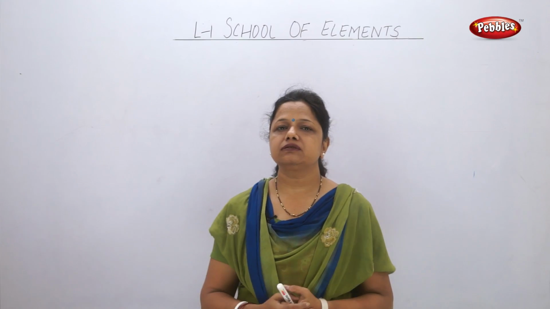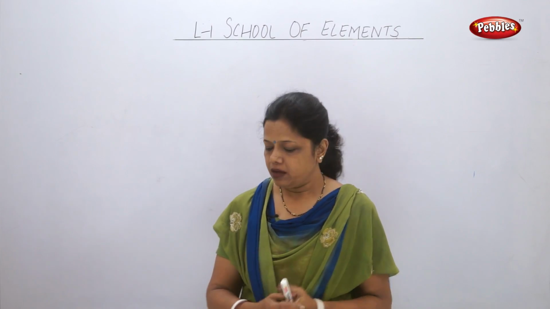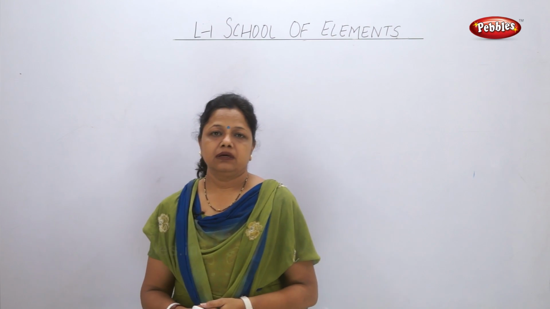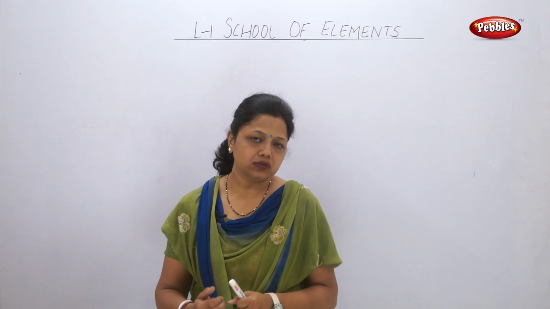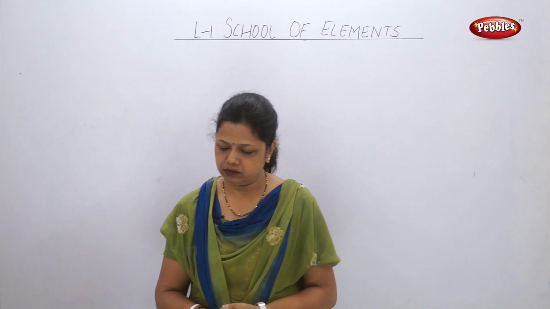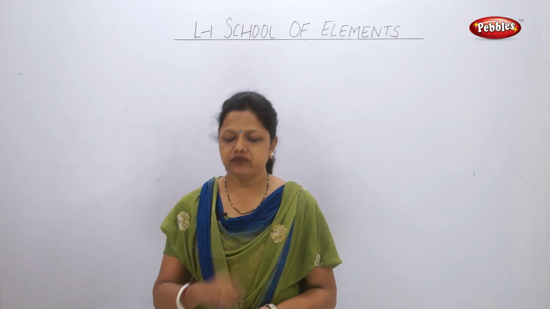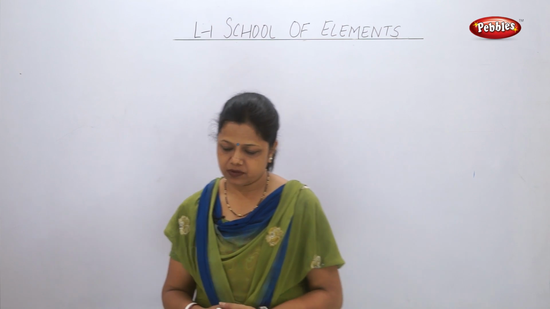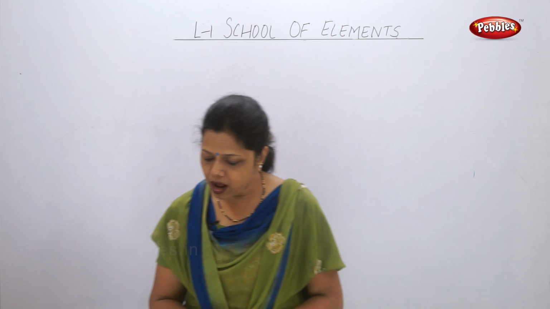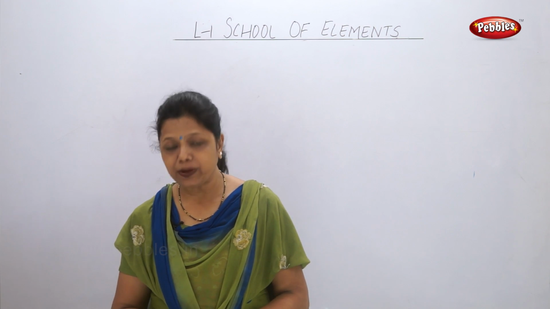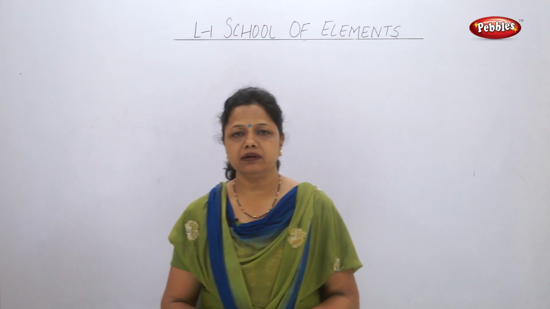Let's do the questions which are given in your activity part on page number 6. These questions have to be solved also along with me when I am explaining you. Activity 1.4 on page 6. First question. How are isotopes of different elements placed in modern periodic table?